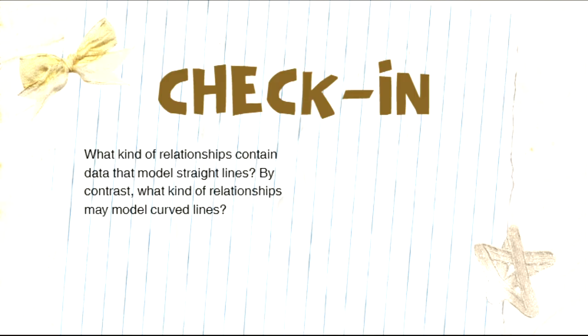Okay. Next part of the lesson, here's a check-in. What kind of relationships contain data that models straight lines? By contrast, which kind of relationships may model curved lines? So which have straight lines, which have curved lines? Straight lines are linear, chink. Curved lines are nonlinear. Okay.